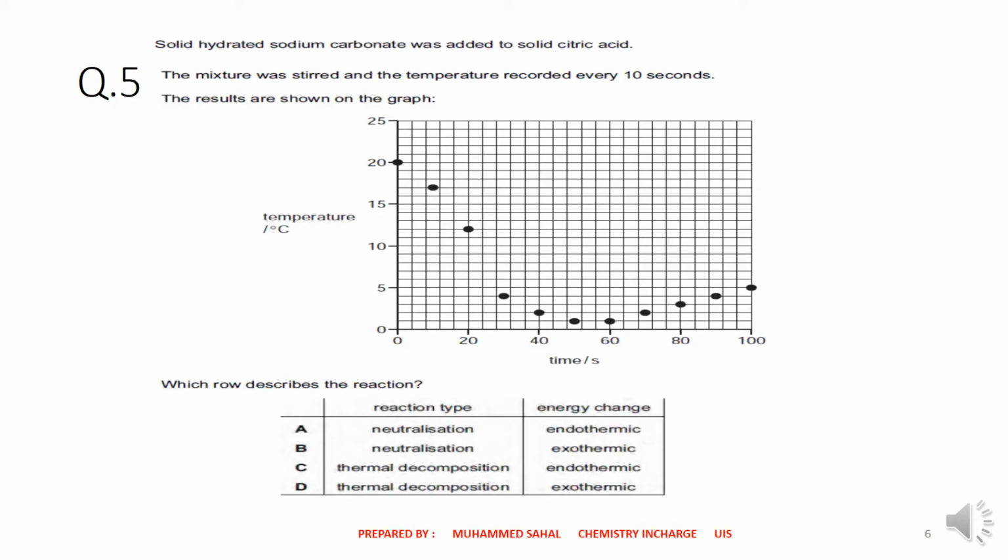Question number 5. Solid hydrated sodium carbonate was added to solid citric acid. The mixture was stirred and the temperature recorded every 10 seconds. The results are shown on the graph. Which row describes the reaction? Option A.